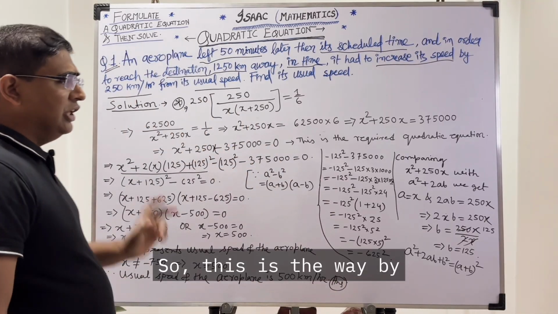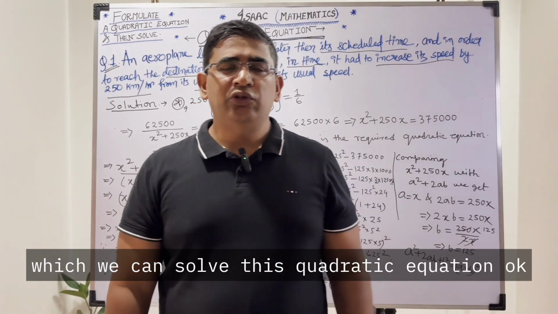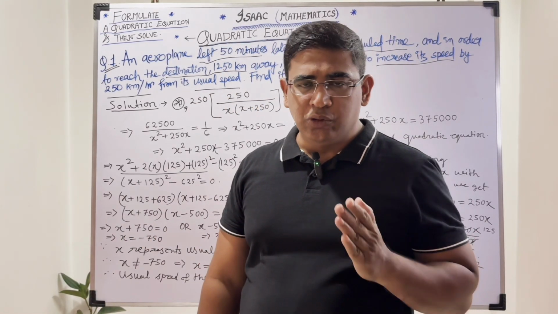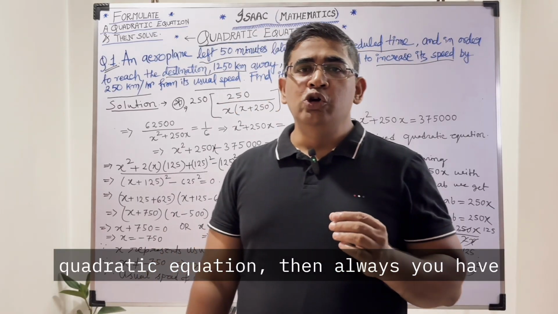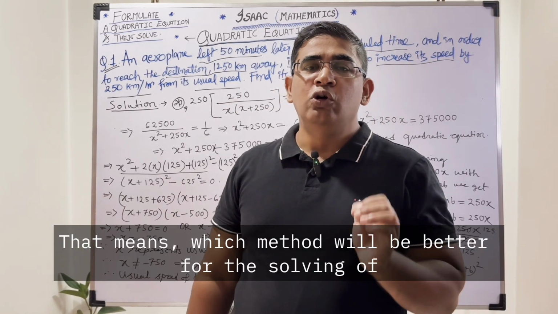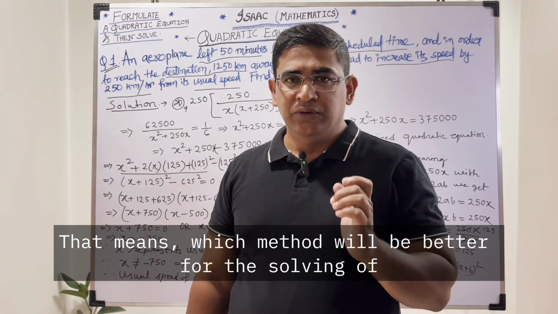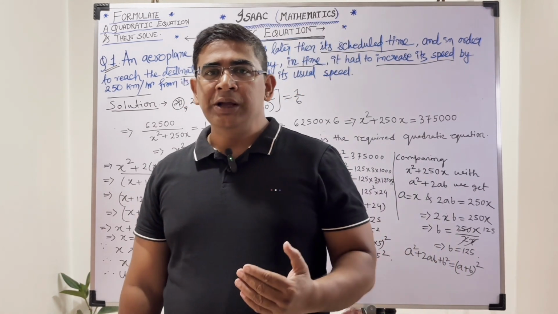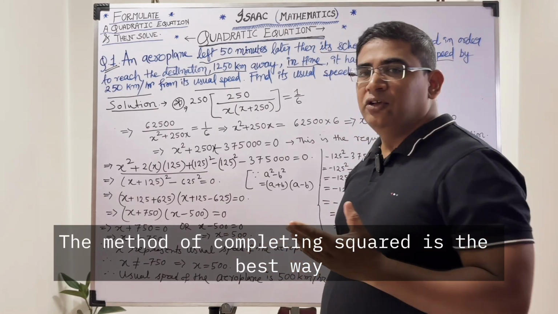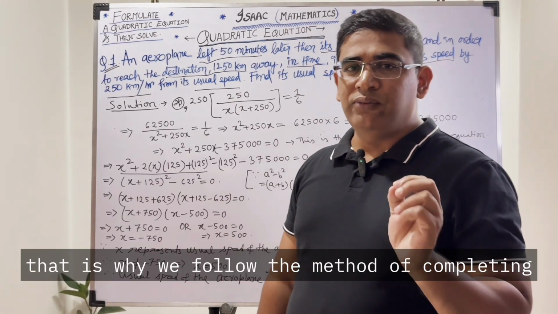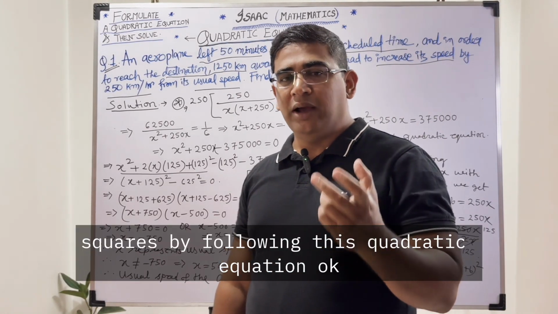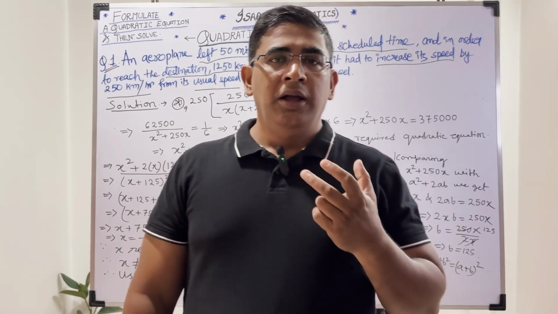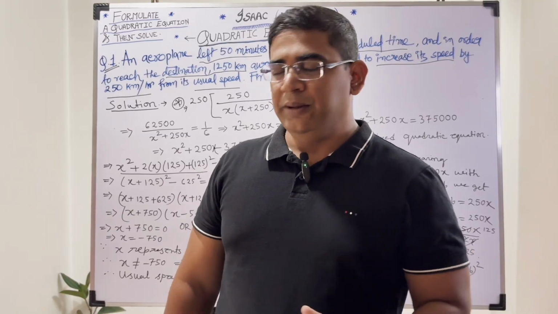Okay, so this is the way by which we can solve this quadratic equation. When you want to solve a quadratic equation, you always have to study that problem. That means which method will be better for solving that quadratic equation. Here, according to me, the method of completing squares is the best way. That is why we follow the method of completing squares for this quadratic equation. So the usual speed of the aeroplane becomes 500 kilometer per hour.